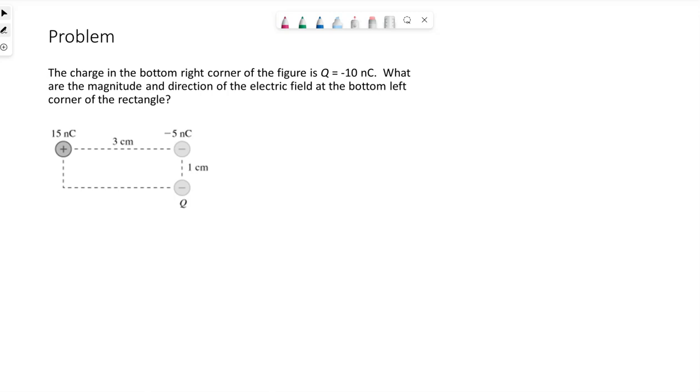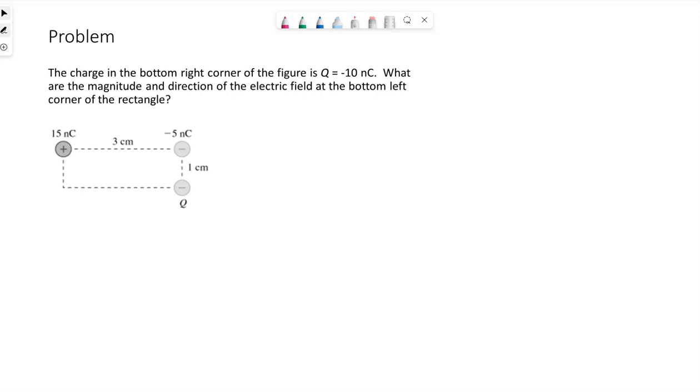We have another example problem here. We have a figure that has 3 charges. They're all on the corners of a rectangle. So since there's only 3 charges, there's a corner that does not have a charge.